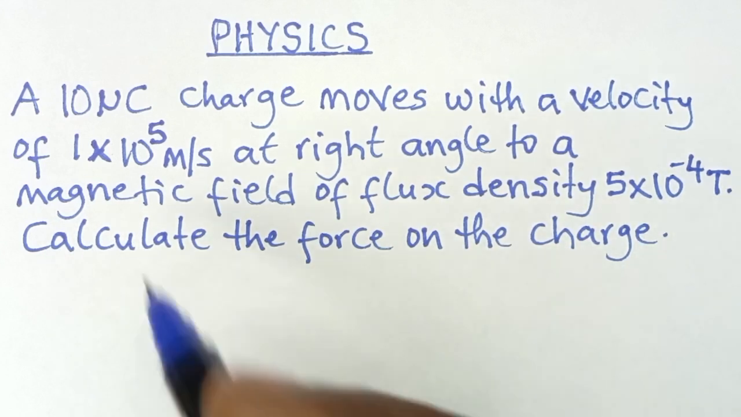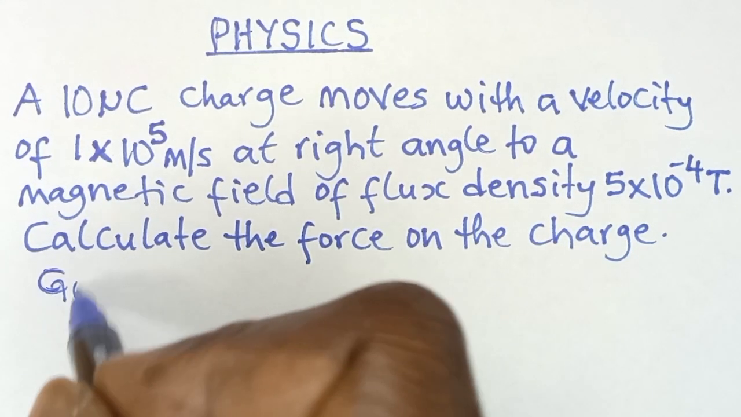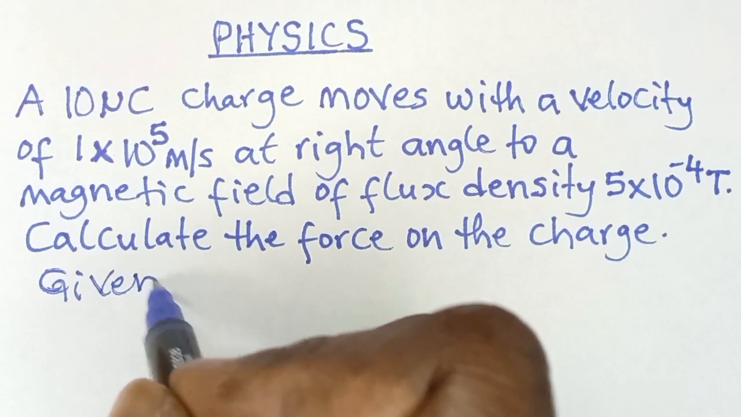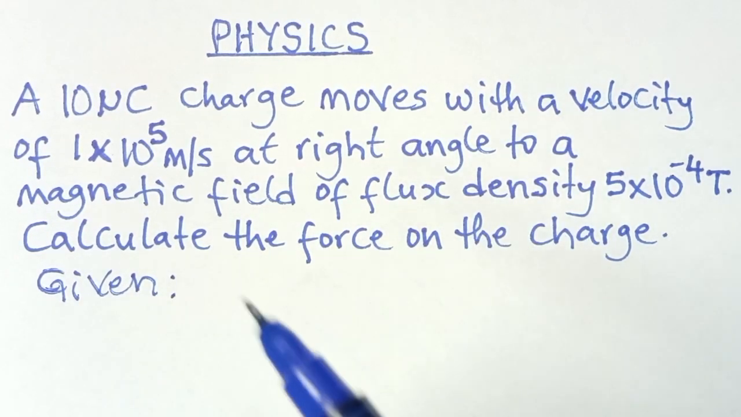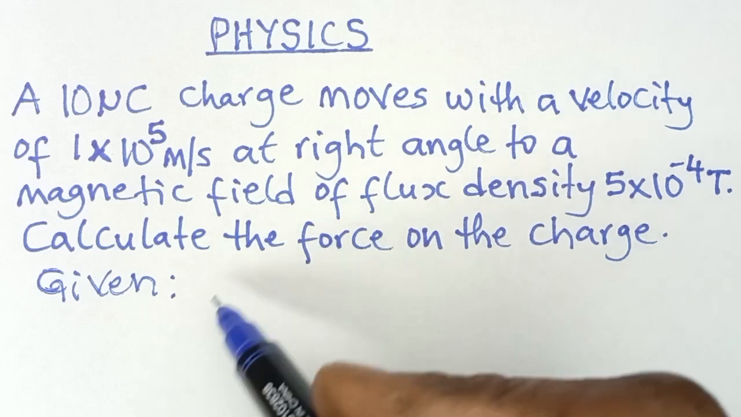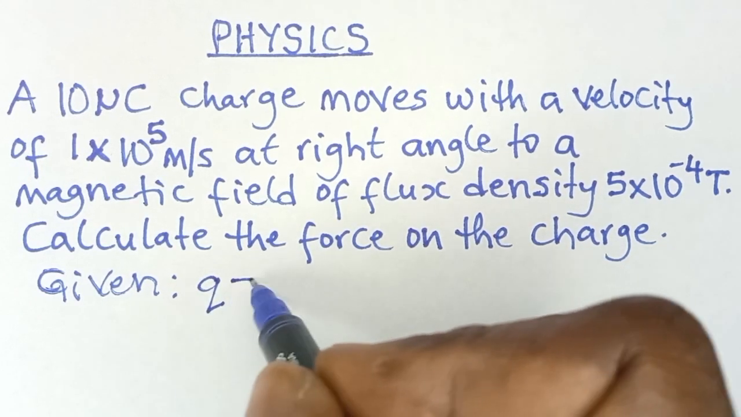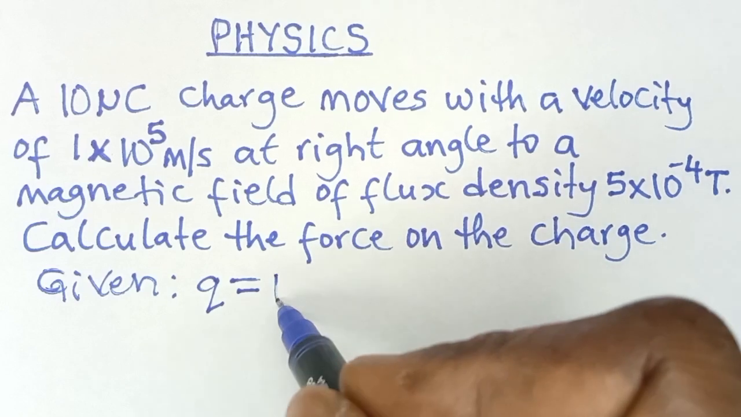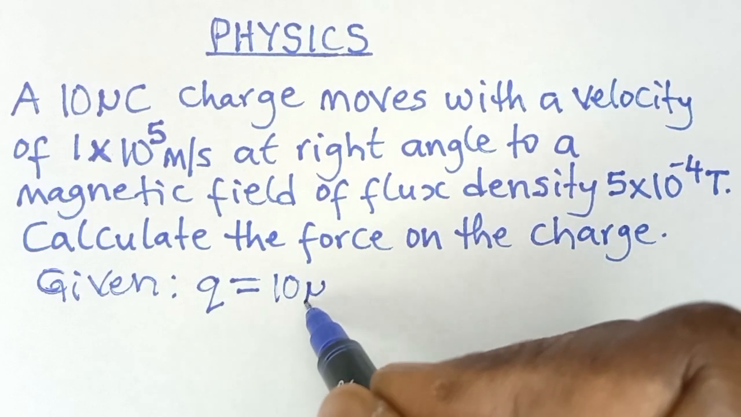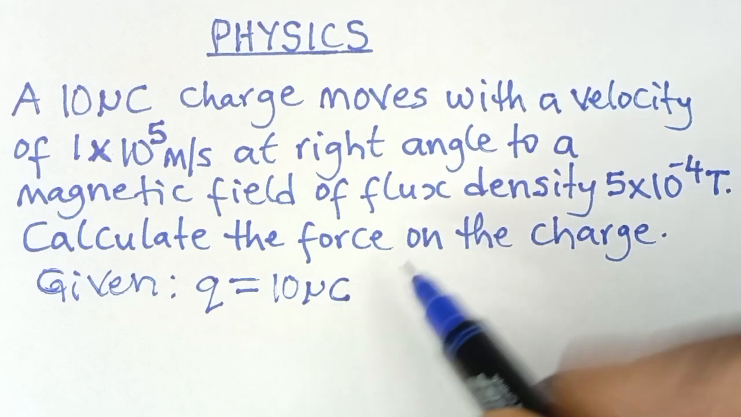So for us to start this, I want us to first of all write what we are given in the question. So I'll say given. The first thing we are given there is the charge. Charge is given by letter Q. Let me use small letter q is equal to 10 micro. This symbol means micro, and then the unit of charge is coulomb.